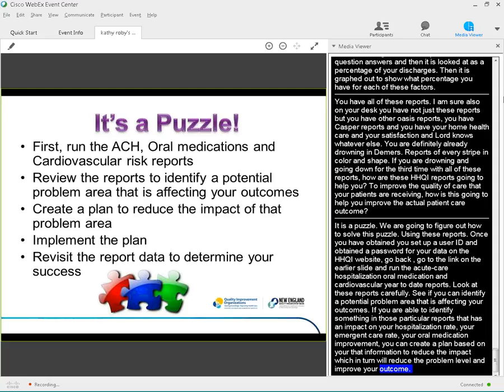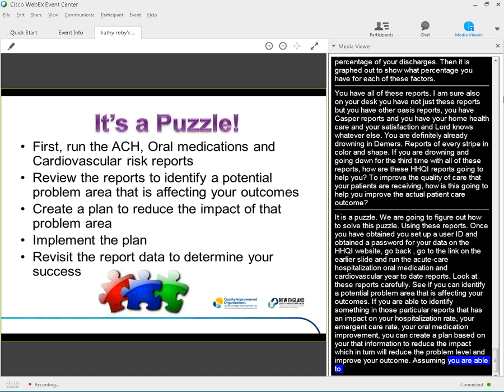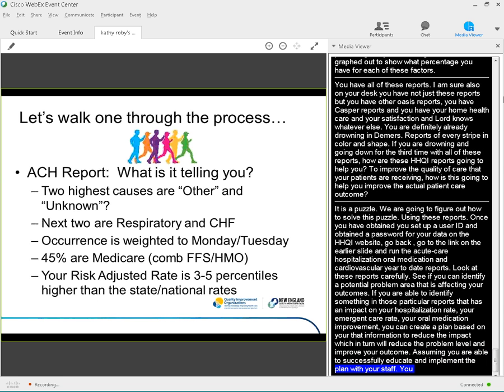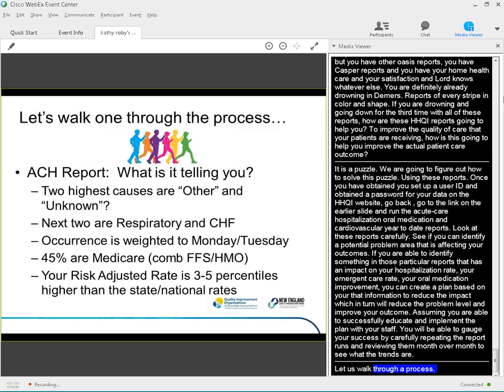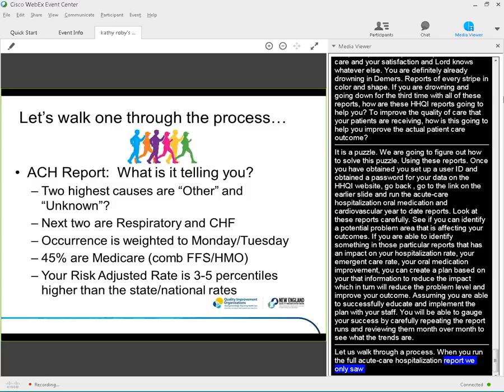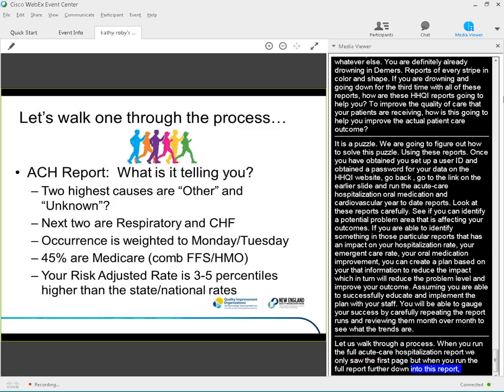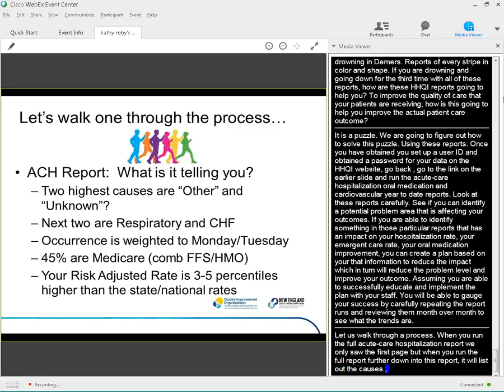You will be able to gauge your success by carefully repeating the report runs and reviewing them month over month to see what the trends are. So let's walk through a process. When you run the full acute care hospitalization report, we only saw the first page, but when you run the full report, further down into this report, it's going to list out the causes month over month. It's going to list out the percentages for each cause as a reason for readmission.